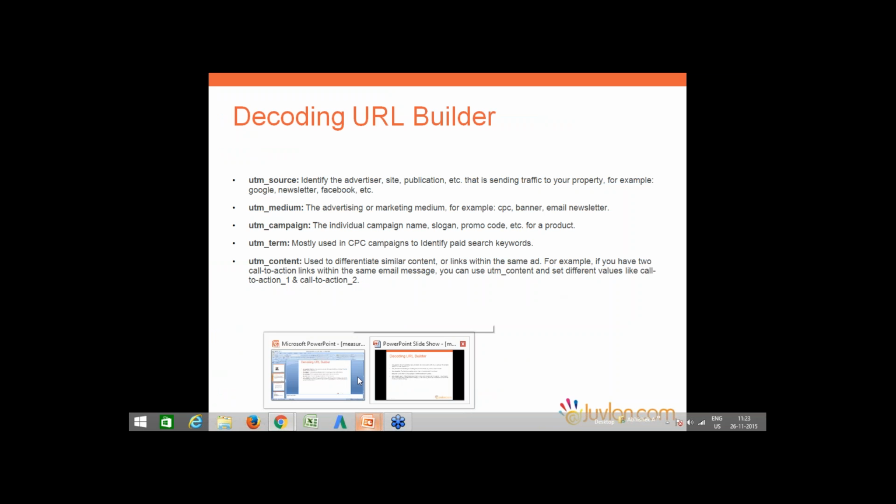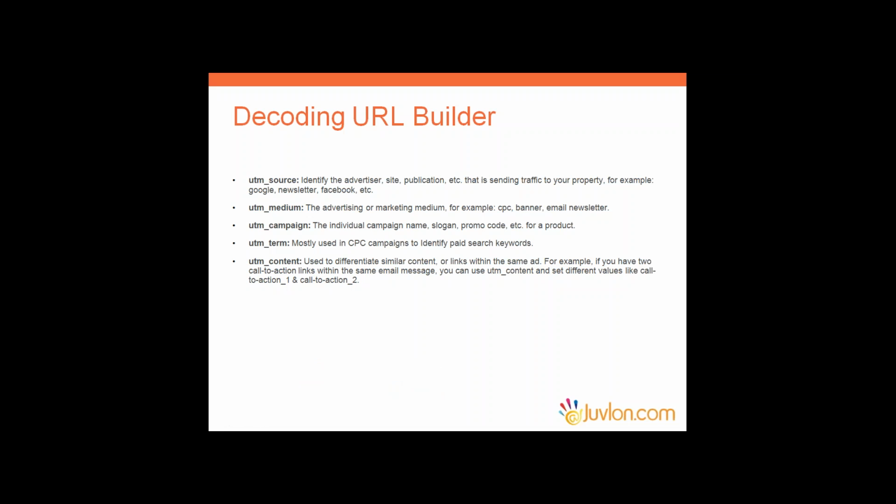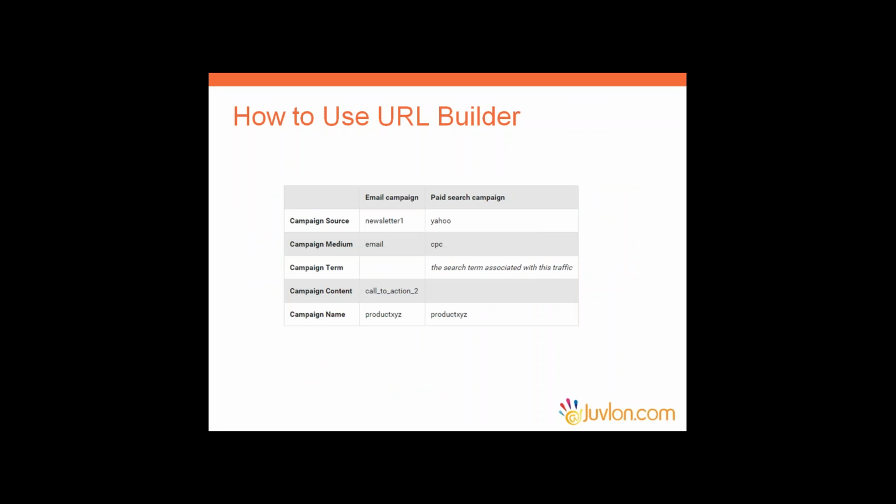So going back to our presentation, I'll just take you to the next slide. How to use a URL builder. We have already gone through it. I'll quickly give you a brief again. So it can be used for an email marketing campaign, or it could be used for a paid search campaign. For an email marketing campaign, the source can be newsletter, mailer. For a paid search campaign, if you're using it, it will be Yahoo, Google, Facebook, and so on and so forth, right? And the campaign medium for a paid search would be CPC. For email marketing, it would be email.